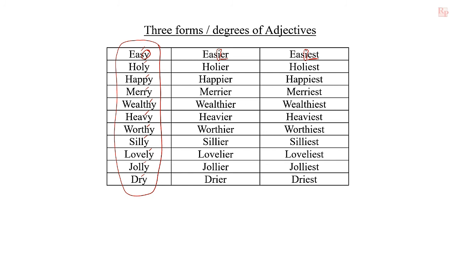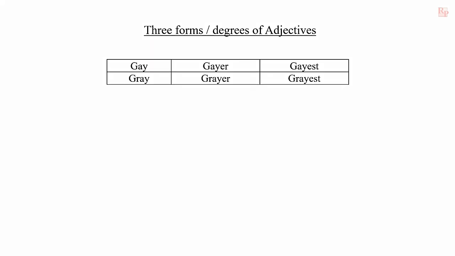But when the adjective ends with Y and is preceded by a vowel, you need not follow that rule. For example, here the adjective gay ends with Y but is preceded by a vowel. Likewise, grey ends with Y and is preceded by a vowel. If such types of adjectives appear, you need not change Y into I, just simply add ER and EST to make the comparative and superlative forms of the adjectives.